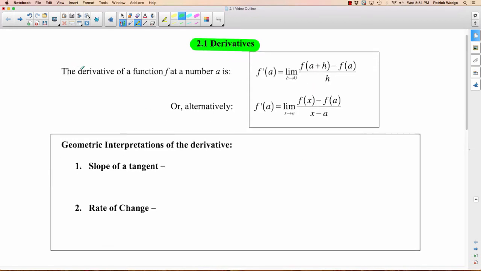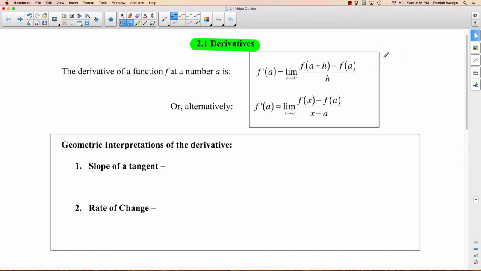Alright, in the previous chapter we said that the derivative of a function f at a number a is equal to this. Now, I don't think I used this notation before, this f prime. This will be the first time we've done that. That signifies a derivative. So f prime of a is equal to the limit of f of a plus h minus f of a divided by h as h approaches 0. And remember we found this was the difference quotient, right? And we found another one, which was f prime of a equals the limit of f of x minus f of a divided by x minus a as x approaches a. So these are your two difference quotients.